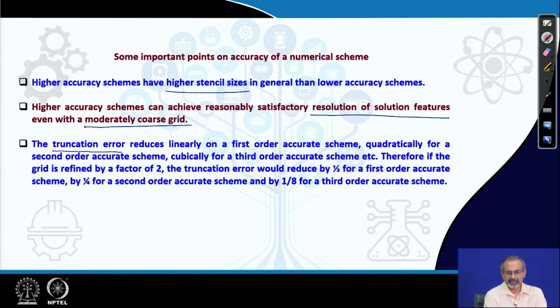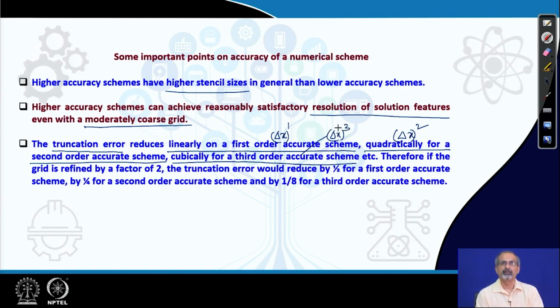As far as truncation error is concerned, how would it reduce if you refine the mesh? It reduces linearly on a first order accurate scheme, quadratically for a second order accurate scheme, or cubically for the third order accurate scheme, and so on. It is basically talking about the delta x to the power of 1 or to the power of 2 or to the power of 3 etcetera. I mean delta x, delta y, delta t, it applies depending on which direction you are talking about.